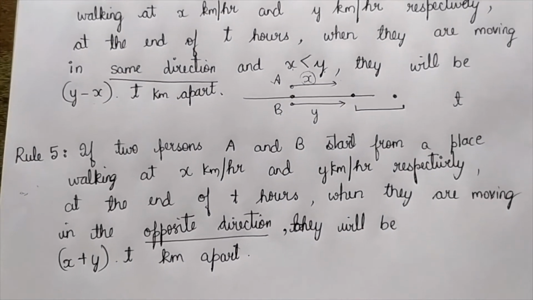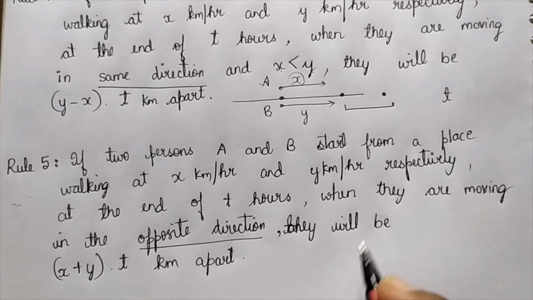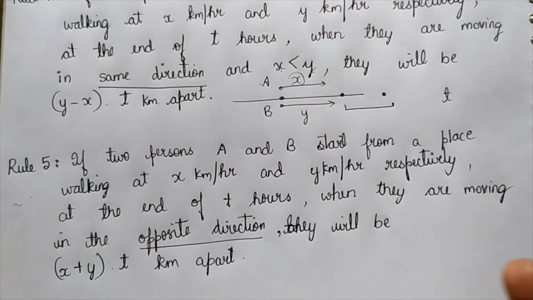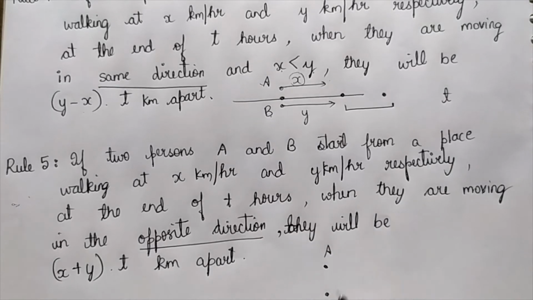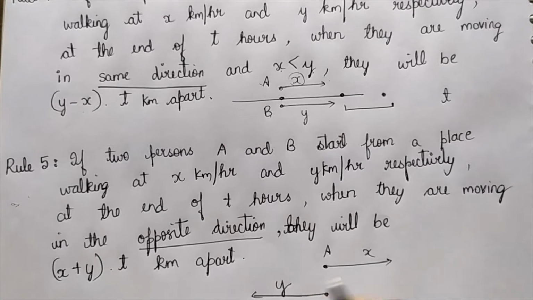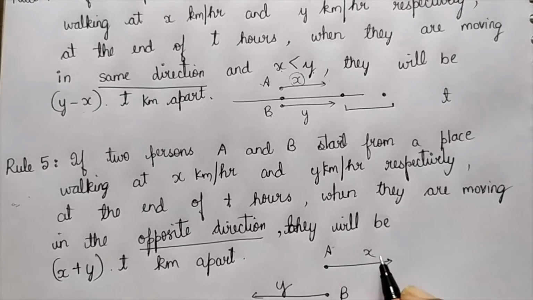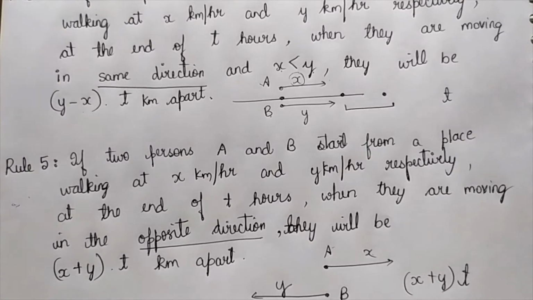Similarly, when they are moving in the opposite direction, we just need to take the addition of their speeds, A and B. A is moving here, B is moving in this direction. A moves at speed x and B moves with speed y. Then after time t, the distance between them is x plus y into t. Hope you understood all this.